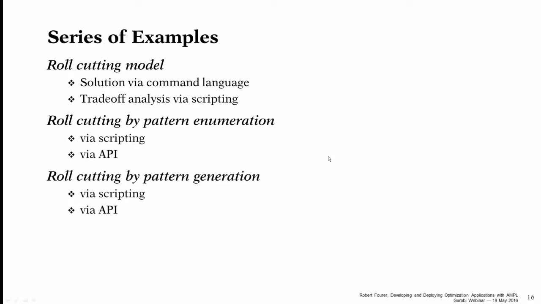And then third, I'll show one where instead of trying to enumerate all the patterns, we try to generate them by solving another subproblem. Okay? Now, in all of these, after I present each example, I'll stop for a bit and say what this is typical of in more complex, realistic applications. For a webinar, I can't give a really complex application, but I can tell you what gets more complicated in reality. So let's start with the roll cutting problem.